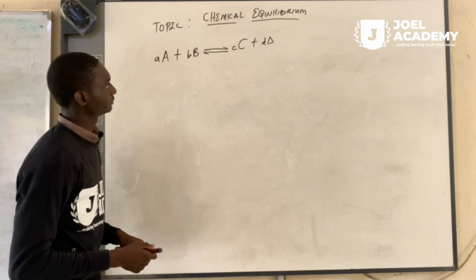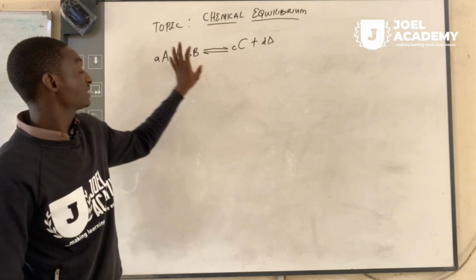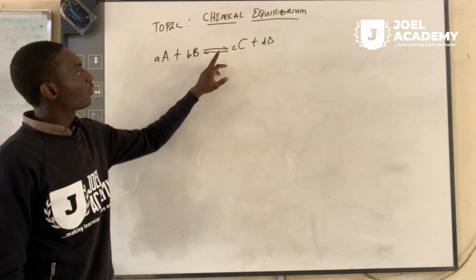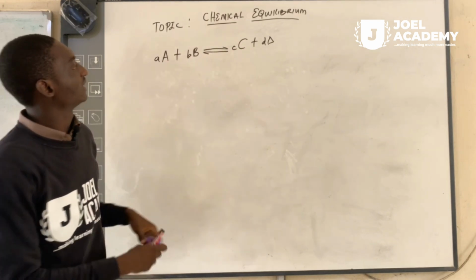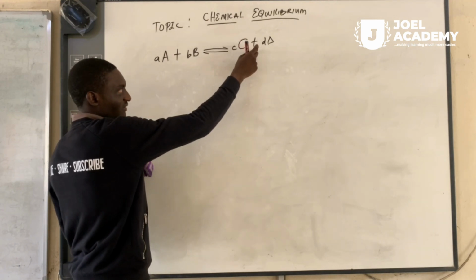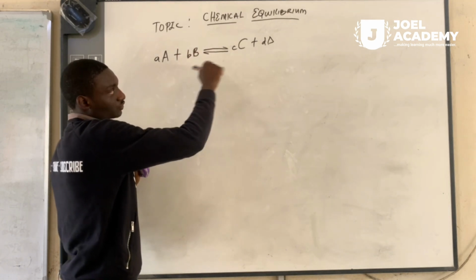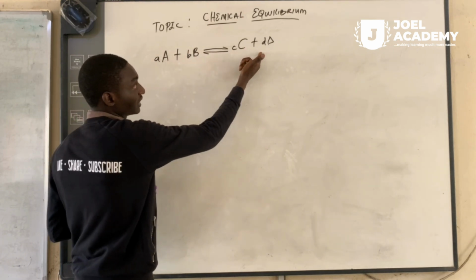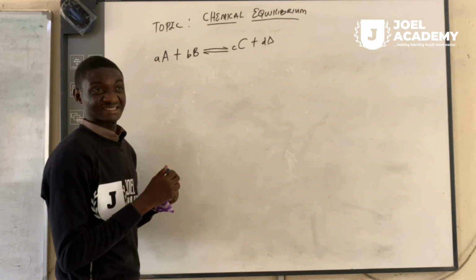Good. Now, having that at the back of our mind, as these reactants are reacting to form this product, it reaches a time where the rate at which the reactants react to form the product is the same as the rate at which the product is reacting back to form the reactants. If the rate of the forward reaction becomes equal to the rate of the reverse reaction, we call that an equilibrium state.